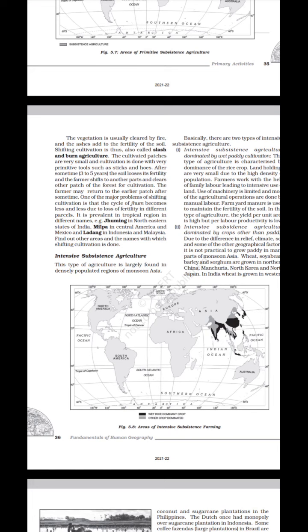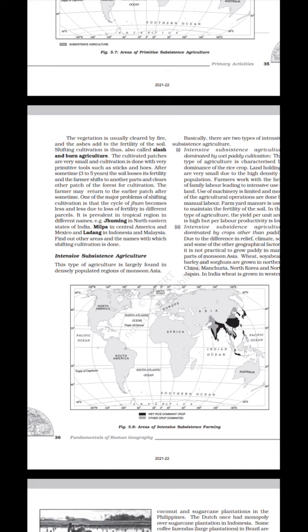Intensive subsistence agriculture dominated by crops other than paddy, due to the difference in relief, climate, soil, and some of the other geographical factors. It is not practical to grow paddy in many parts of monsoon Asia. Wheat, soybean, barley, and sorghum are grown in northern China, Manchuria, North Korea, and North Japan.